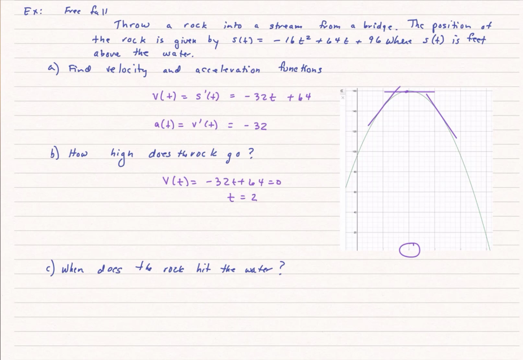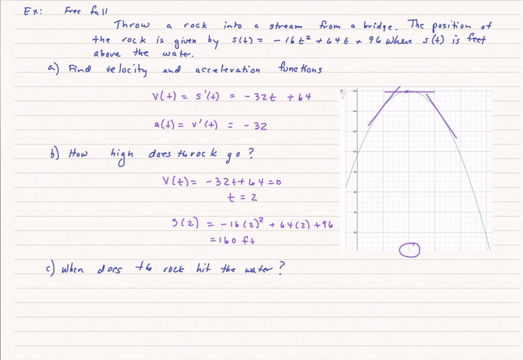The question, however, asks how high the rock goes, not when the rock hits its maximum height, so I need to plug the number 2 into my position function. And when I do this, I get the number 160 feet.